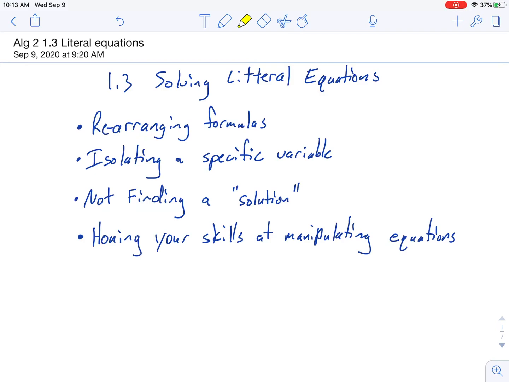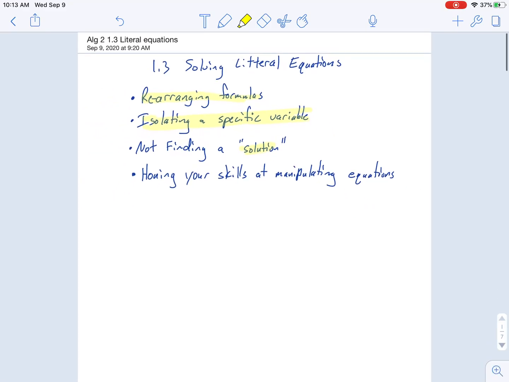All right, solving literal equations, sometimes called rearranging formulas or isolating a specific variable. You're not really finding a solution like we did yesterday, where you isolate the variable and then a number like 7 or -5 is your answer. It doesn't really work that way. This is more a matter of honing your skills at manipulating equations. I don't really have any notes to give. We just need to jump into the examples.